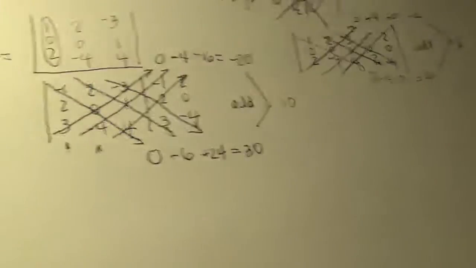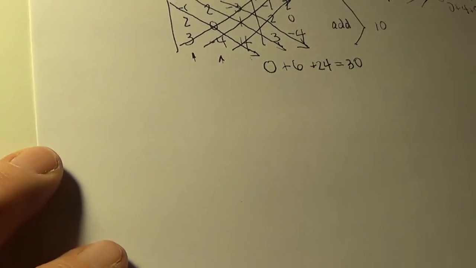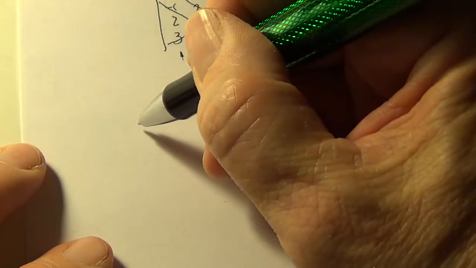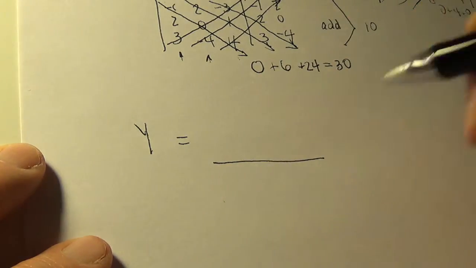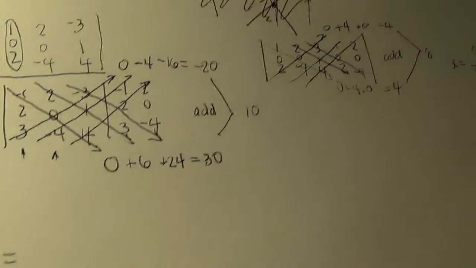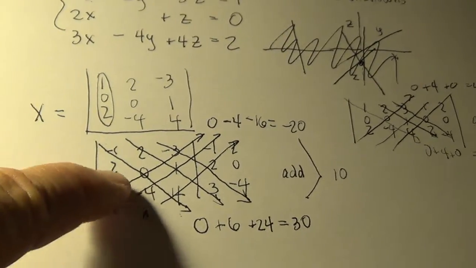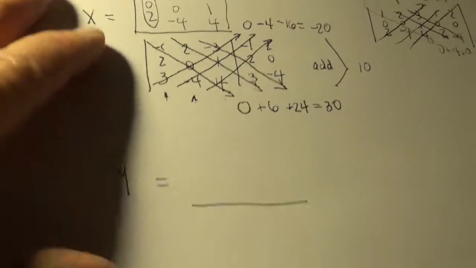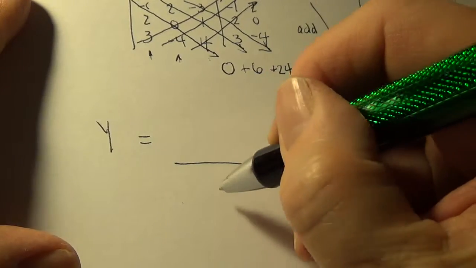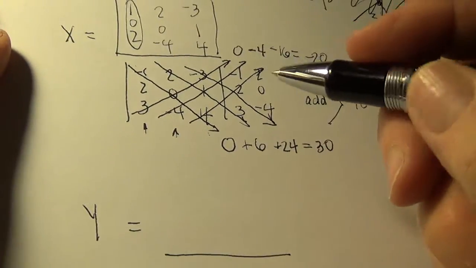Alright, so let us do y in similar fashion. So I'm going to set up y. I know the determinant of the coefficient matrix on the bottom is always going to be the same. So we already got that as 10. So I'm going to put a 10 here instead of that matrix.